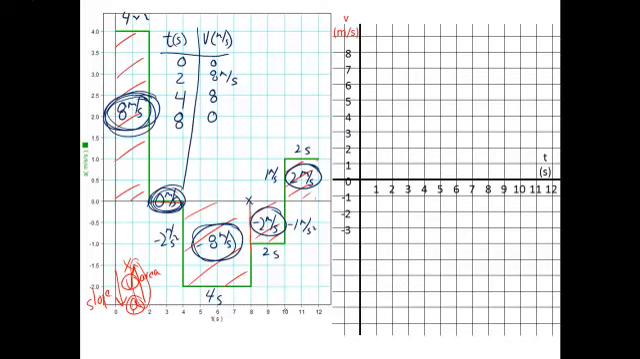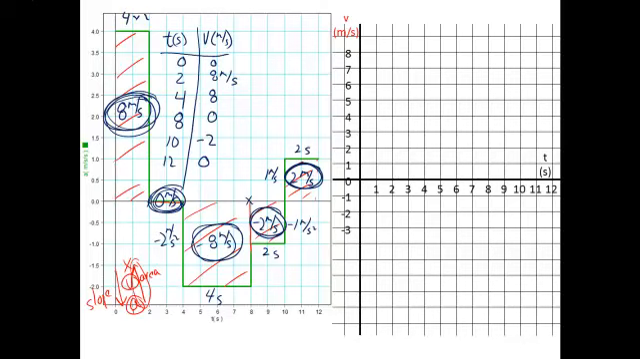And then after 10 seconds, I would add all previous values. The -2, -8, 0, and 8 would give me -2 meters per second. And finally, after 12 seconds, I add up all of these values, 2, -2, -8, 0, and 8, and that gives me a final velocity at the end of that section of 0 meters per second.